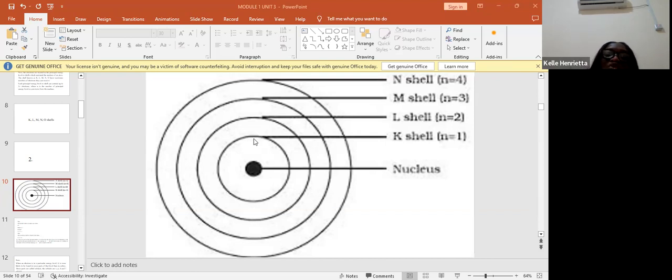It is not, so I'll be using the word either shell or principal quantum number. It's not everywhere in the shell that you're likely to find the electrons. So that region, the space in the shell where you're likely to find an electron, is called the orbital. And I said there are 4 of them: the S, the P, the D, and the F orbital.